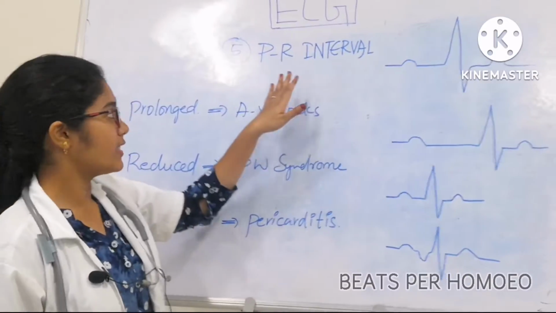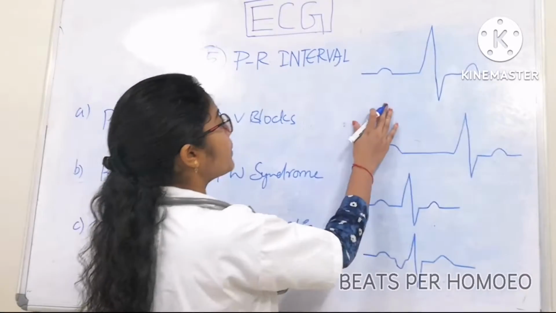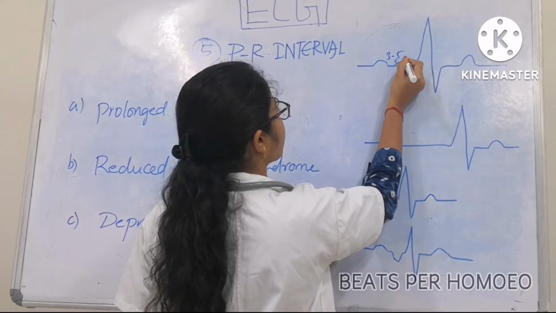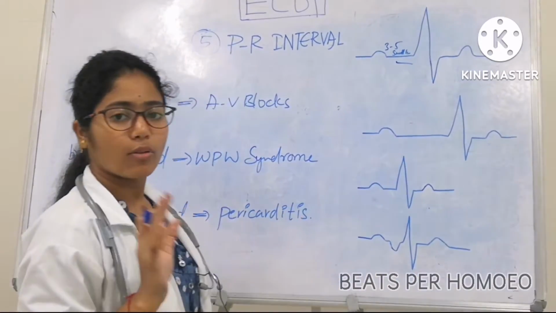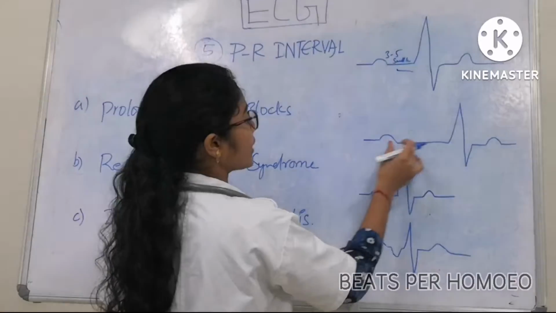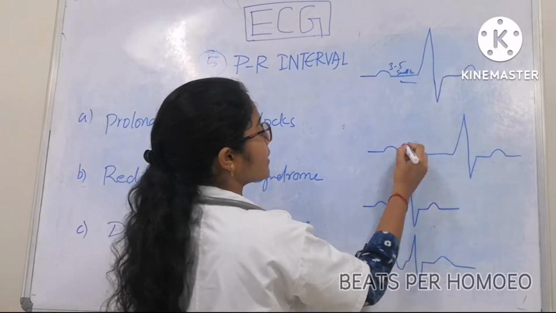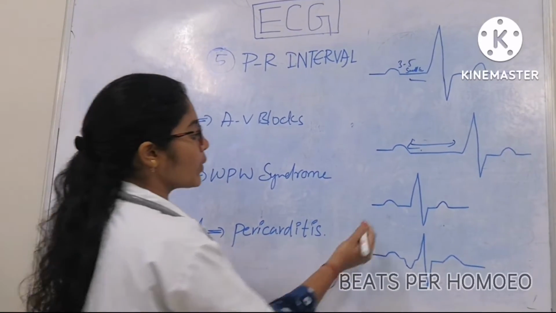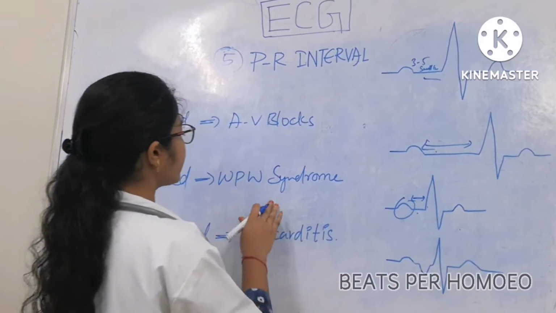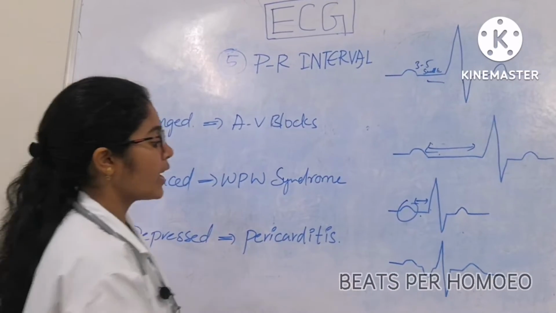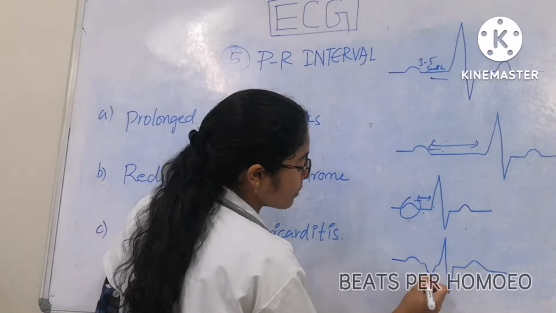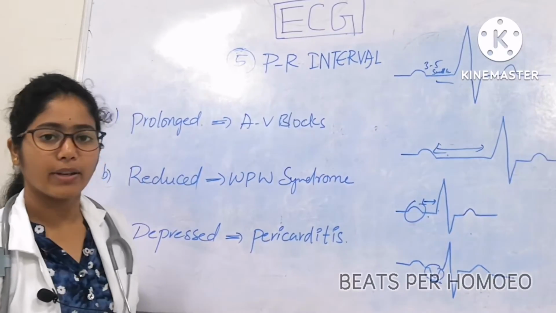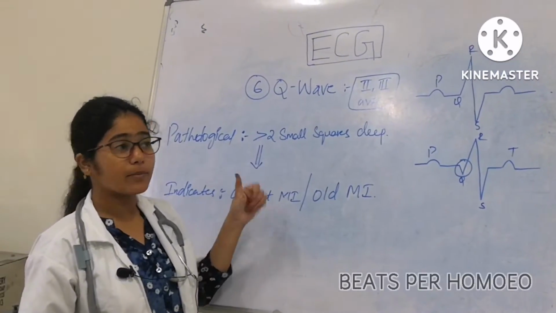The next step in the ECG is the PR interval. Here the normal PR interval between the P wave and QRS complex is 3 to 5 small boxes. So then we can interpret it as a normal PR interval. When the PR interval is prolonged, it is seen in the condition of AV blocks, and when the PR interval is reduced, it is seen in conditions like WPW syndrome, and when the PR segment is depressed, as we can see here, it is seen in conditions like pericarditis.